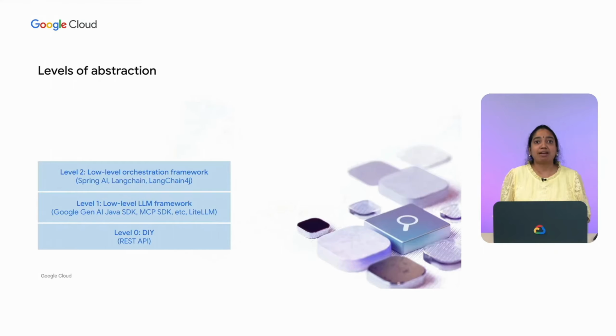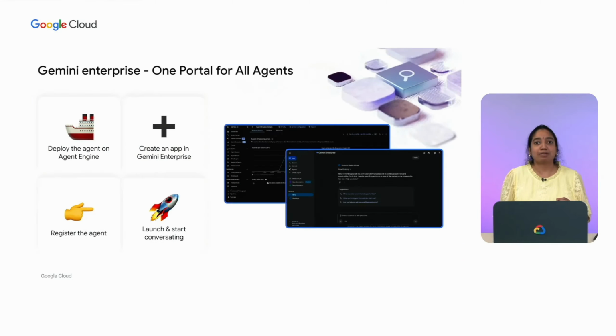The Agent Development Kit sits at level 3, providing a true agent framework. It handles not just the calls and orchestration, but also the more complex agentic capabilities like state management, planning, and multi-agent collaboration. ADK is designed to give you the power of a high-level framework while keeping the development process transparent and manageable.